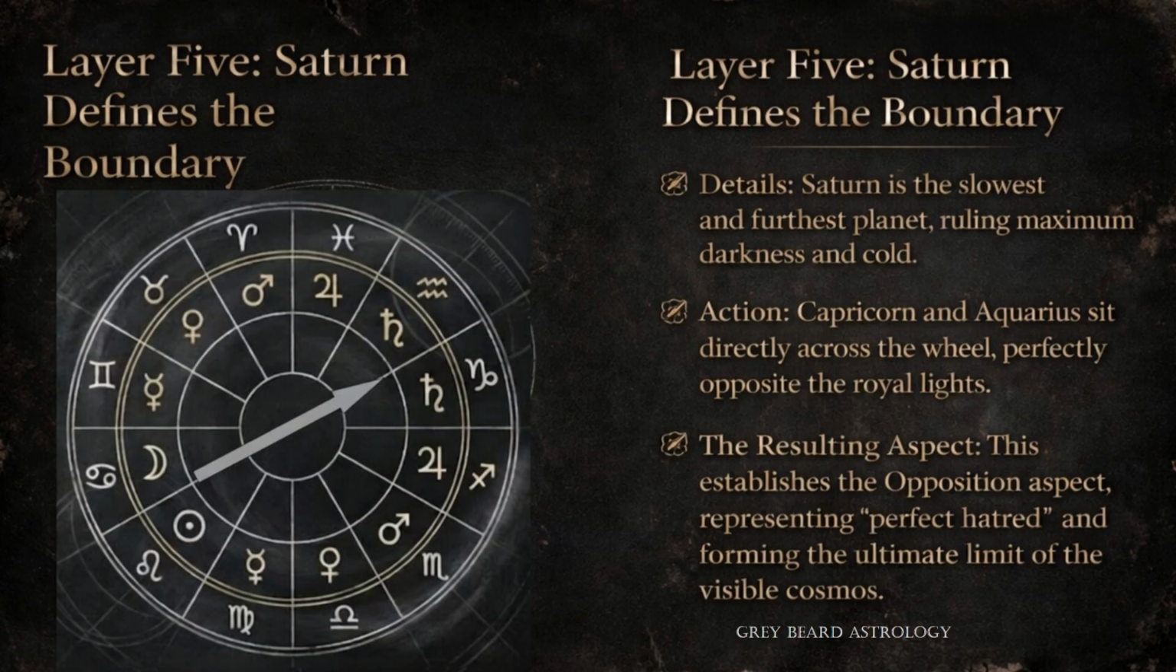directly opposite the lights. This opposition sets the limitations of visibility in the cosmos, and Saturn is the lord of boundaries, the lord of limitations, the lord of delays. This establishes the oppositional aspect, represented by perfect hatred, the most difficult aspect in astrology, and forming this ultimate limit of the visible cosmos. Now we went over how and why.